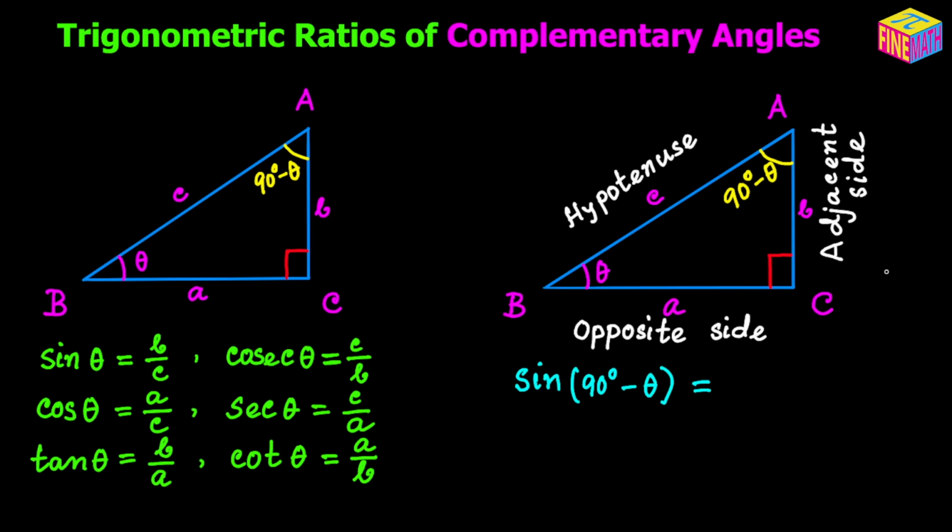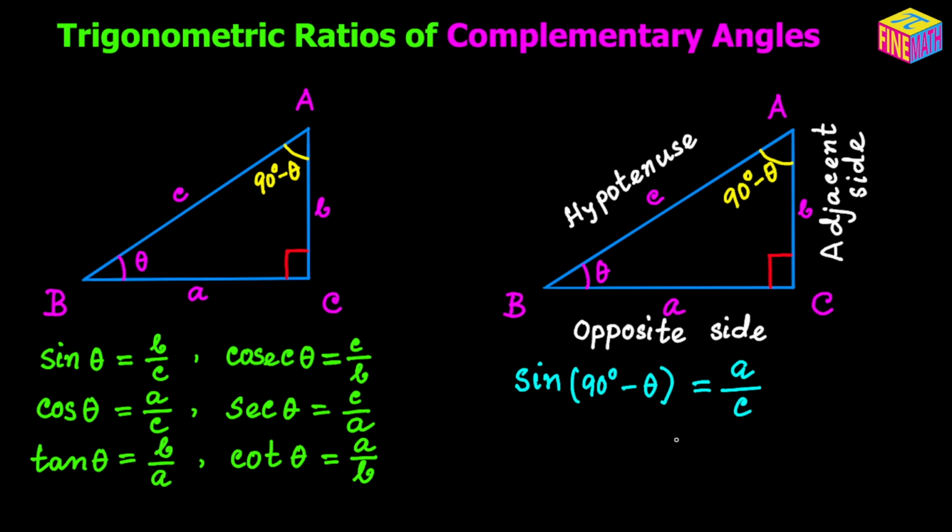Now, if that portion is clear, then the rest of it is very easy. So now sine of 90 degree minus theta would be equal to opposite side divided by hypotenuse. In this case, what is the opposite side? Well, that is a. And what is the hypotenuse? Hypotenuse is c. So it would be a divided by c.